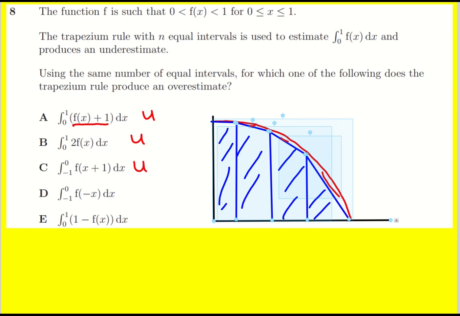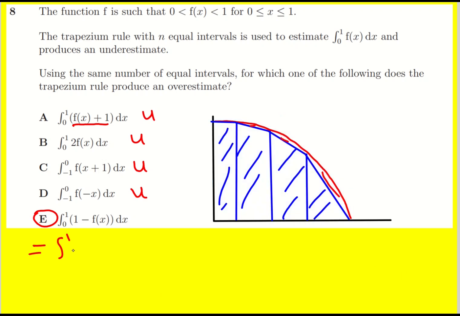f of minus x is then a reflection in the y-axis. The function would end up looking like this, and I'm integrating between 0 and -1. I'd get exactly the same answer again. So still an underestimate, which kind of means just by deduction the answer has to be E. But we'll look at it in a bit more detail actually.